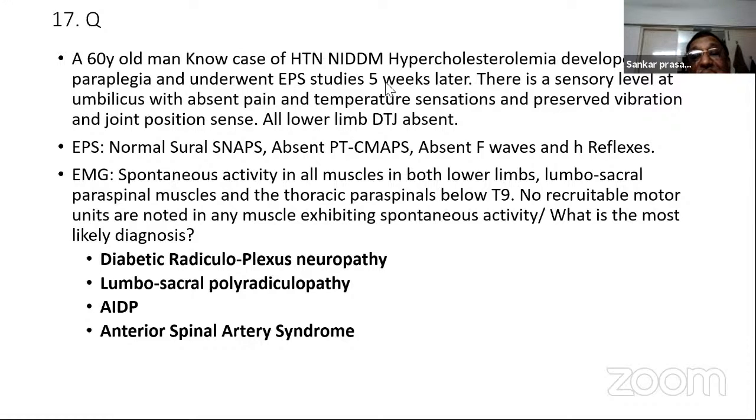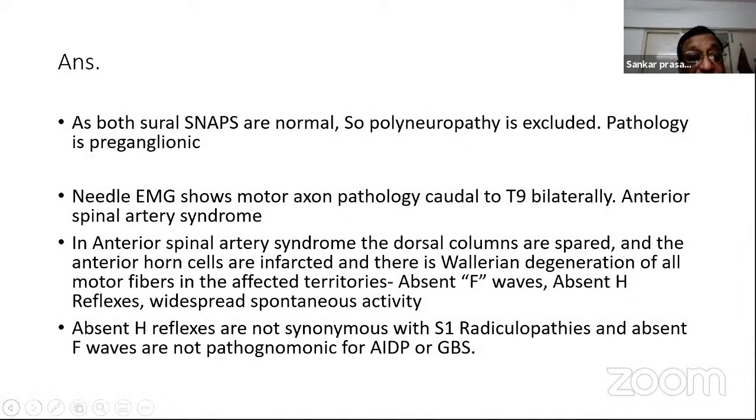Good. Try. Suresh Reddy, you are wrong. That's why this confusion has come. It came after 5 weeks. No, it's anterior spinal artery syndrome only. Right? I'll explain to you why.